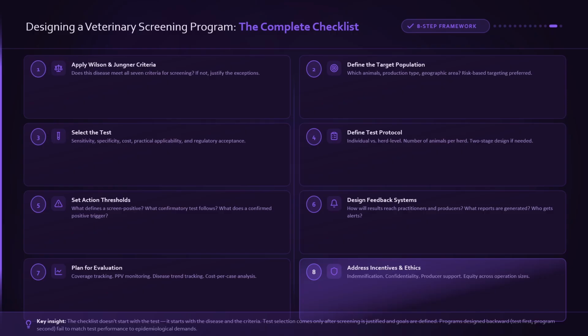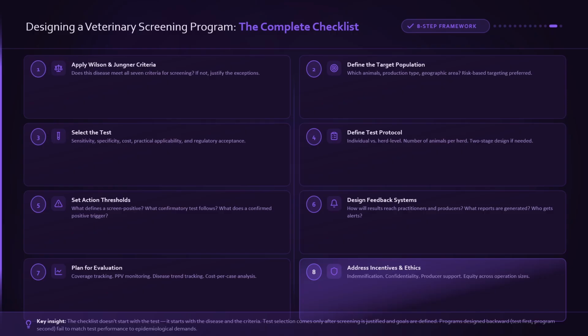Step 7, plan for evaluation from day 1. Coverage tracking, PPV monitoring, disease trend tracking, and cost per case analysis. Build the measurement in before you launch, not after. And step 8, which is never optional, address incentives and ethics: indemnification, confidentiality, producer support, and equity across operations of every size. This is the piece that keeps people participating.